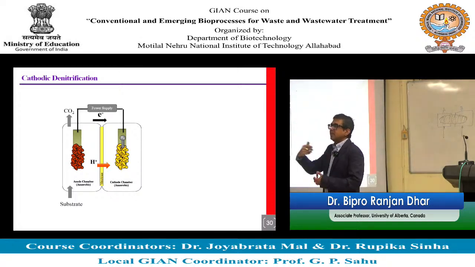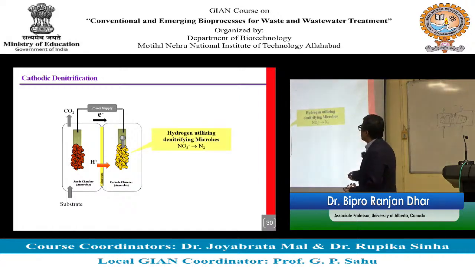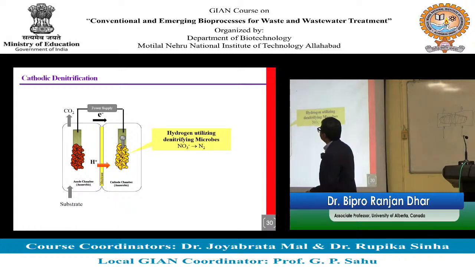Nitrate acts as the electron acceptor in an anoxic process. So we can produce hydrogen, and if we put in some denitrifying bacteria and provide nitrate, we can convert nitrate to nitrogen gas using the denitrifying bacteria.